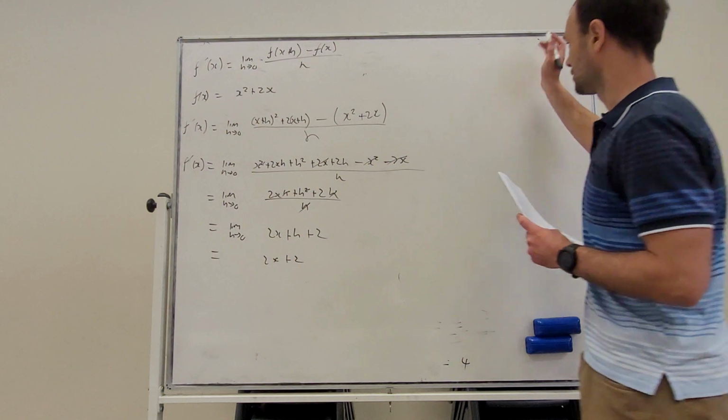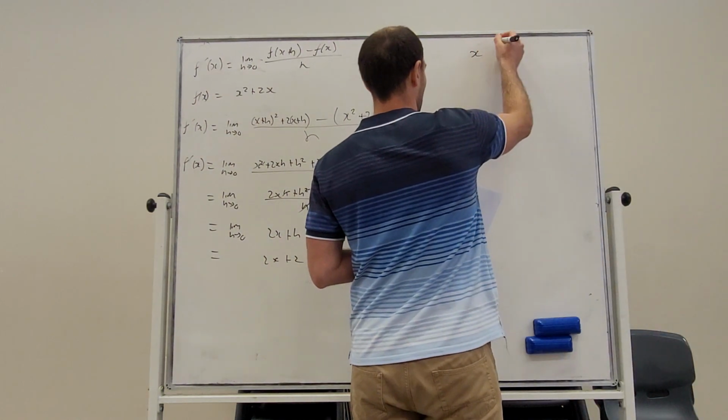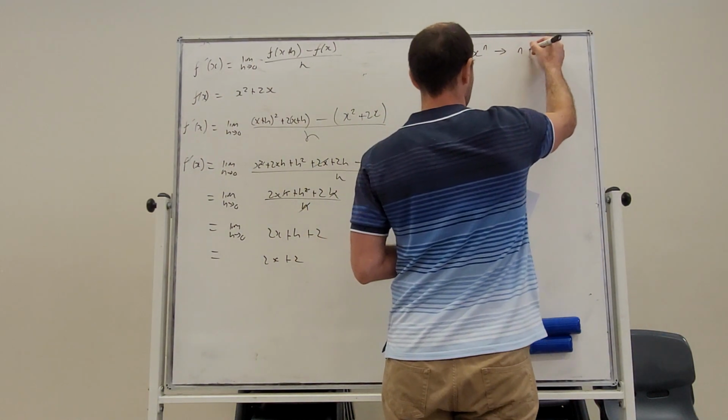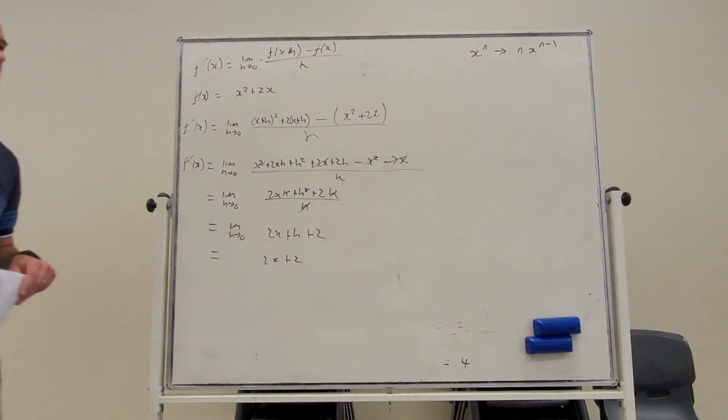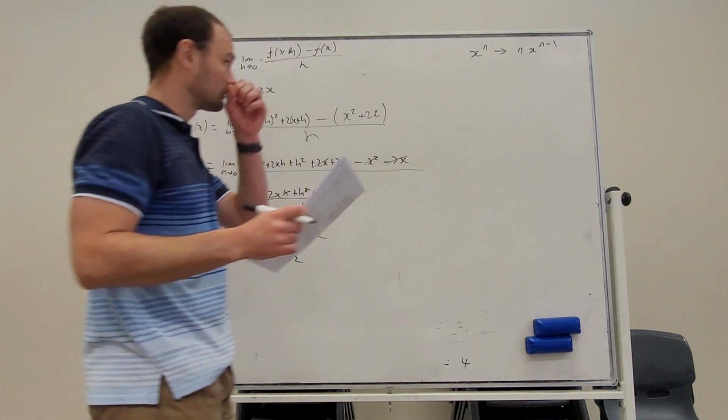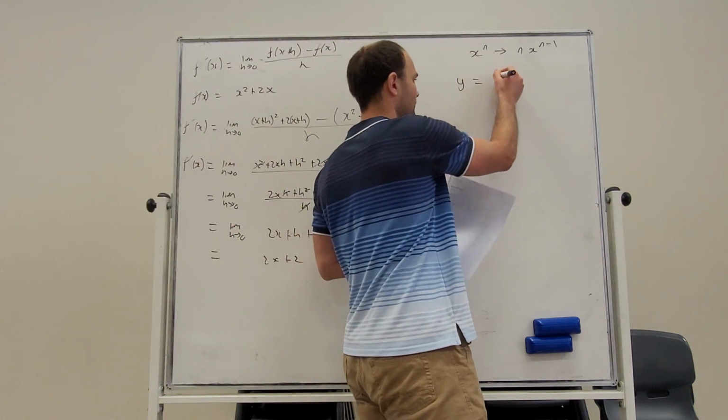Okay, simple differentiation, that's where we're using this rule. If we have x to the power of n, the derivative is nx to the power of n minus 1. So I've given you this equation.